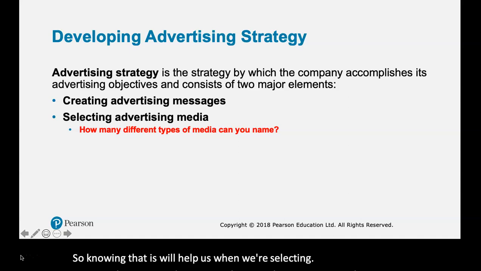Advertising strategy. So this is how are we going to accomplish our objectives? What are we going to put in place? So we're creating the message itself, and we're selecting a media. And if you think of all the different types of media that are out there for advertising, it blows your mind. Of course, you've got the big ones, which are social media, television, newspaper, billboards, radio. We all know of those.